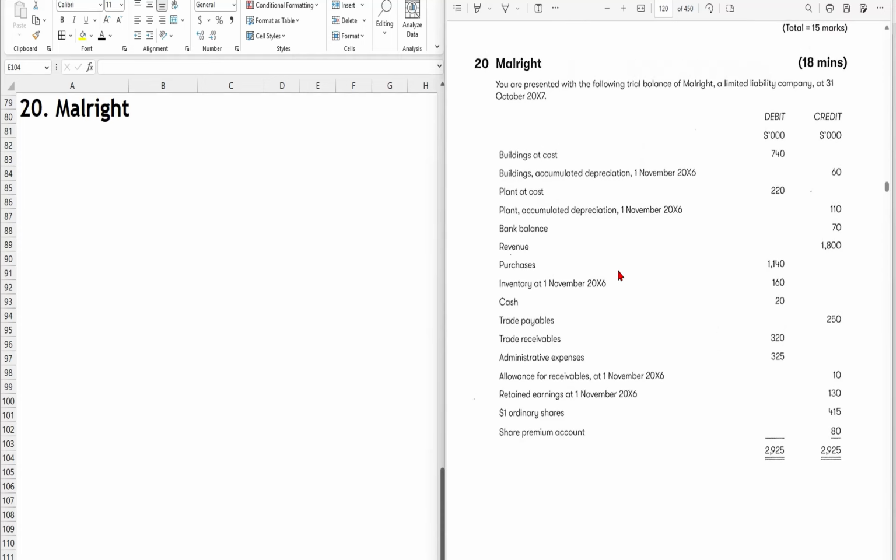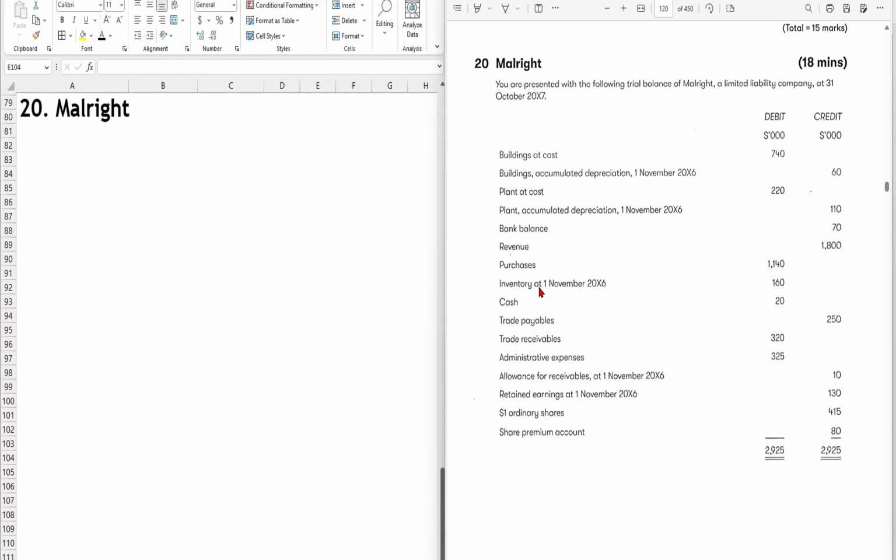The question says you are presented with the following trial balance of MALRIGHT, a limited liability company, as at 31st October 20x7. So this is for a company, not a sole trader. And if you look at this trial balance, you will not find any closing inventory. Instead, you will find the opening inventory. So please don't panic if you don't get any closing inventory figure in the trial balance.